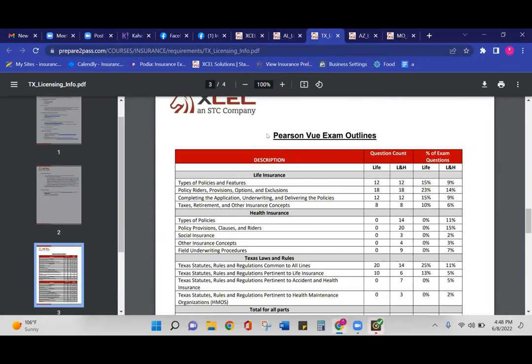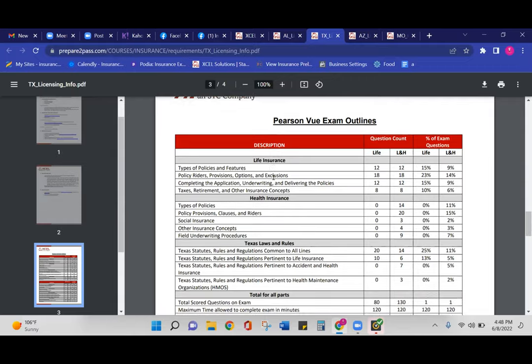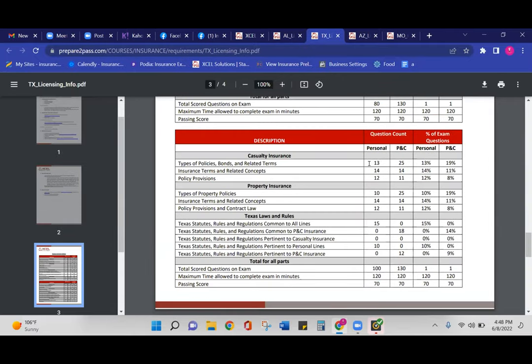Okay, so most of you are going to be Pearson because Pearson is like 25, 30% of most state exams. So most of you are Pearson. So everything I'm about to say, even though we're looking at Texas, is going to be true for you. So your biggest chapters are going to be types of, or actually, let's see, how do they do this?